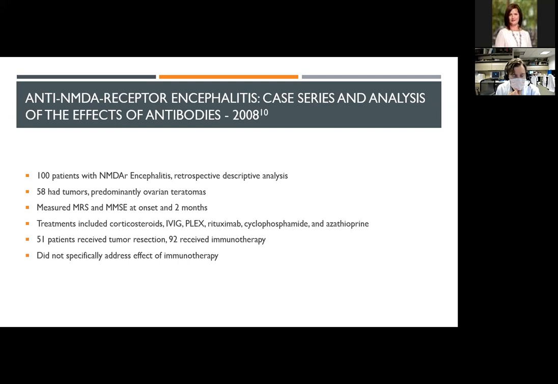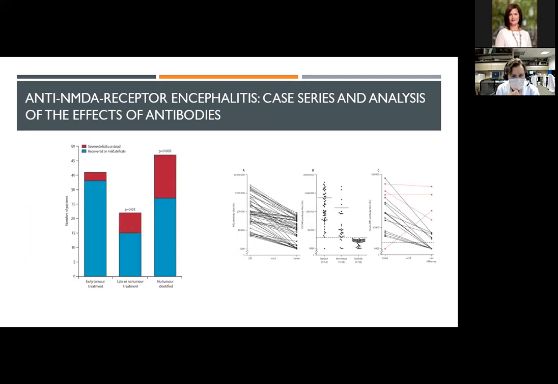So then we get into more studies with NMDA receptor encephalitis, which, although rare, is relatively more common, and therefore we can actually get some big numbers on it. This was a bigger treatment trial, which involves steroids, IVIG, Plex, rituximab, cyclophosphamide, azathioprine. It was all retrospective, and it was whatever the treating physician wanted to use. And it wasn't specifically looking at immunotherapy effects, but it does have some interesting data to help think about these disorders, not just the treatment.